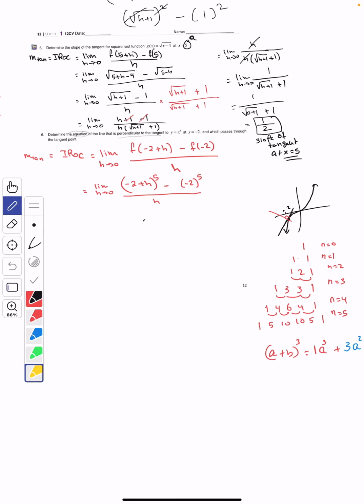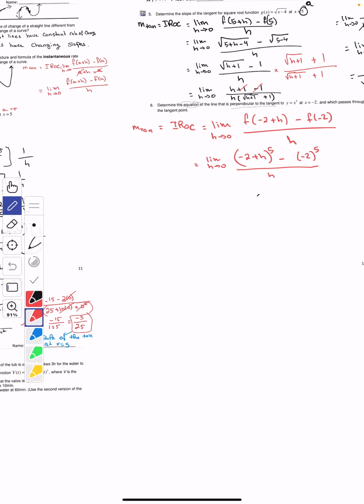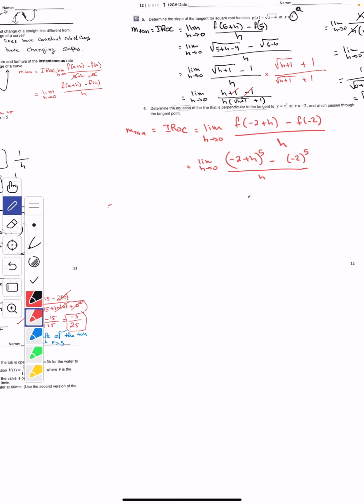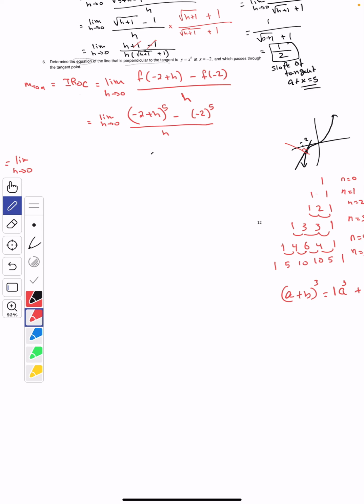Now what happens if I have a plus b to the power of 5? I'm just going to move it a little bit because I need room. I like to write them all under each other, but I need the room here. So the coefficient of the first term is going to be 1, so I don't need to write it, and it's going to be negative 2 to the power of 5, because my first term is negative 2.